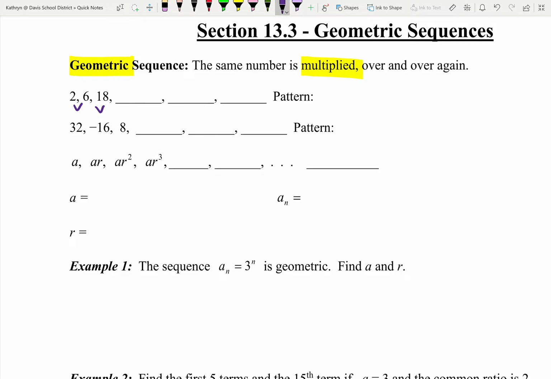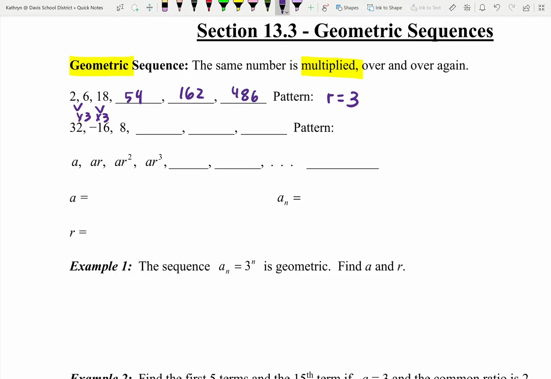So once I determine it's not arithmetic, then I'm like, okay, maybe it's geometric. So 2 times 3 is 6, and 6 times 3 is 18. So I found it, okay? The ratio is 3. The ratio is the number that you're multiplying by, okay? So now this is easy. I just go 18 times 3. I get 54. 54 times 3 is 162. 162 times 3 is 486, okay?